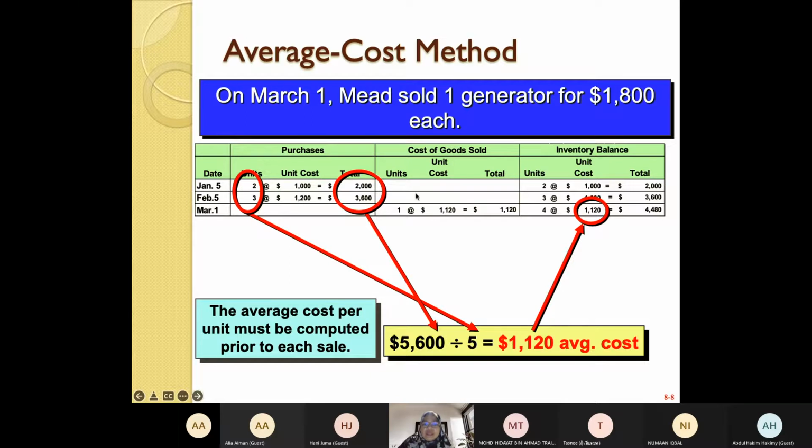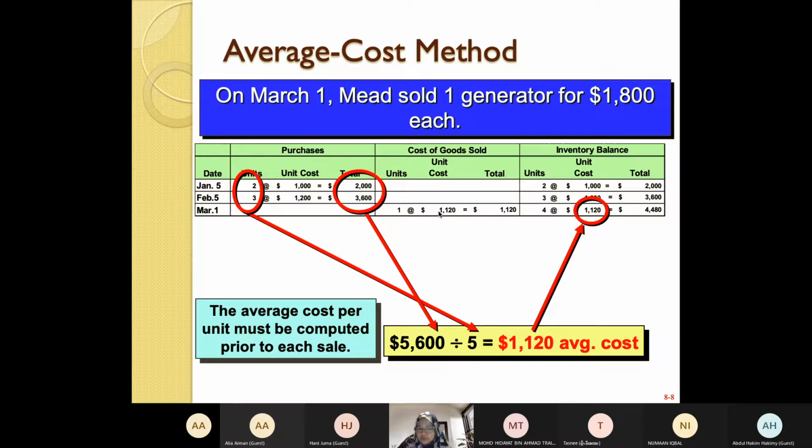So when you make a sale of 1 unit, you want to look at the average cost of the unit. You know that you have the total balance of 5,600. How many units? 5 units. So the average cost per unit is 1,120. That 1,120 is your cost of goods sold. Yeah, so this is the method that you use.